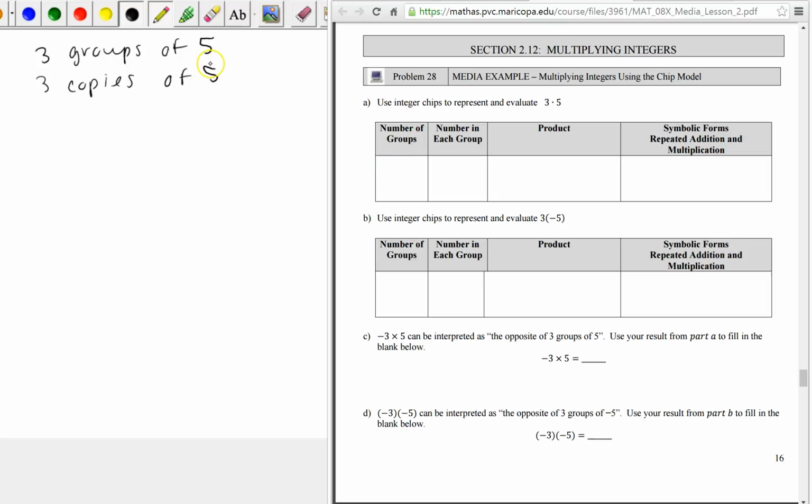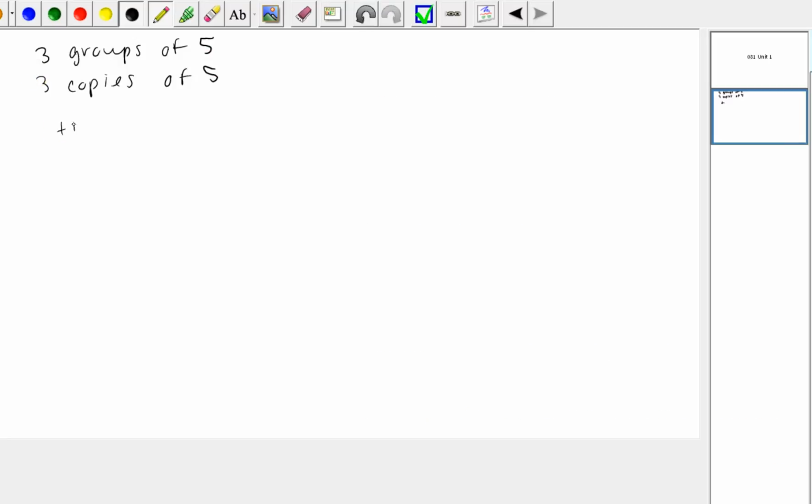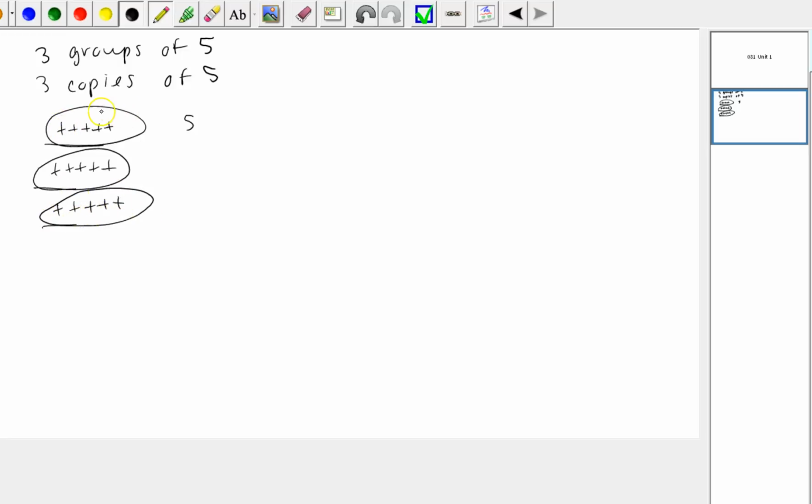So if we have 3 groups of 5 or 3 copies of 5, we can start with 1 copy. Okay, so that's 1 copy or 1 group of 5. And we want to make 3 copies or 3 groups of 5. Okay, and you can talk to them about copy and paste. So they could copy this and paste it 2 more times, and that would be 3 copies. And then our result is the total number of positive chips, which would be 15.